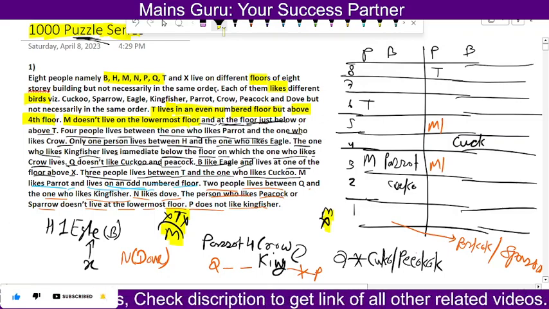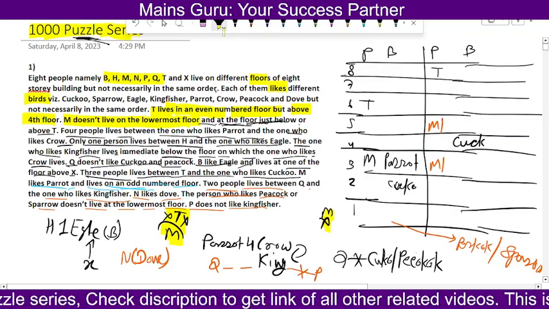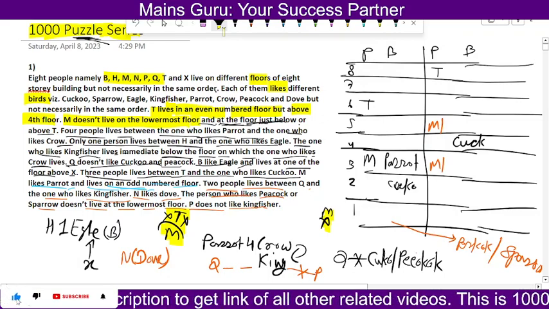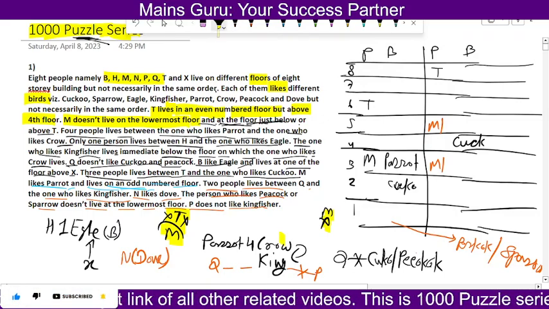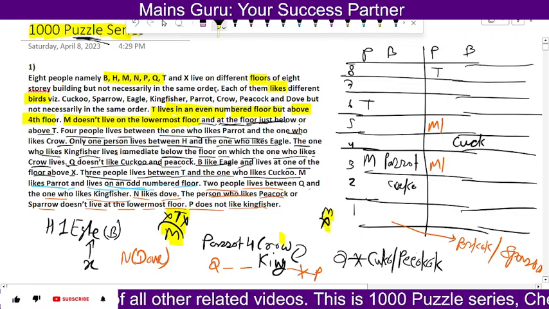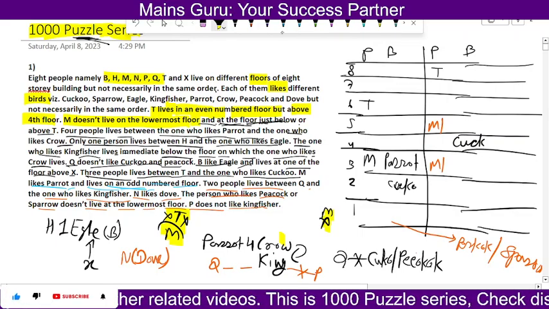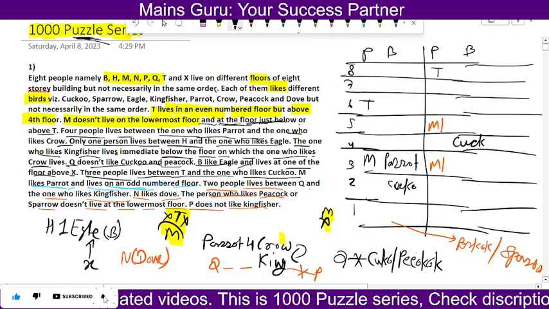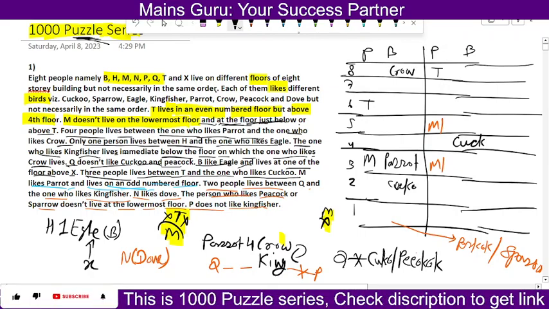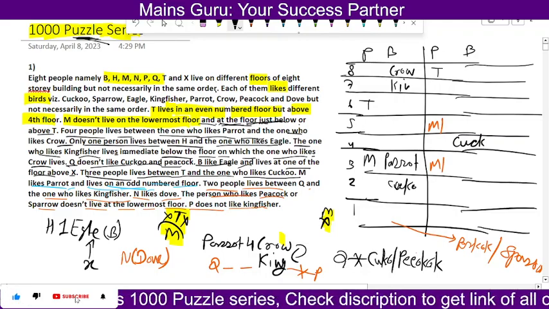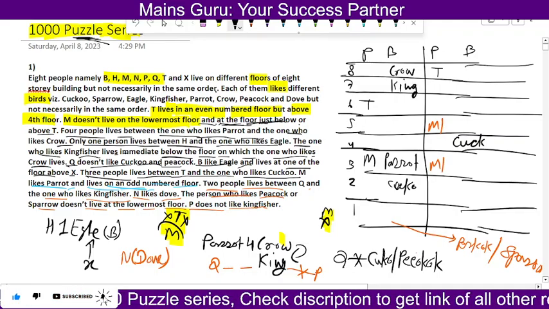This condition will cover our 3 places, but this is covering 4 plus 2, meaning 6 places. So I will start from here. Okay, so check parrot and 4 places crow. Parrot is written here directly, so we can write now. We can write here parrot, skip 4 places and write crow here. Crow immediately below kingfisher, and skip 2 places and write Q.